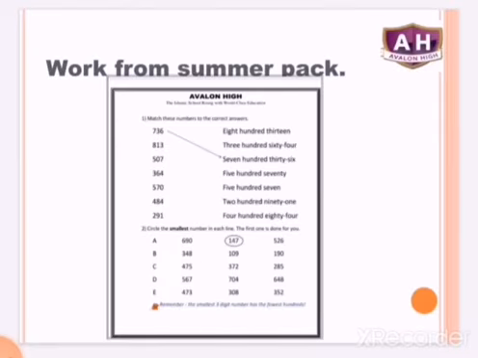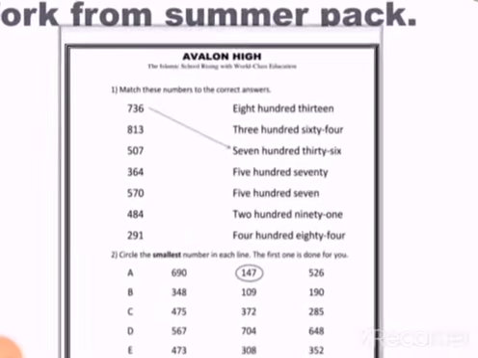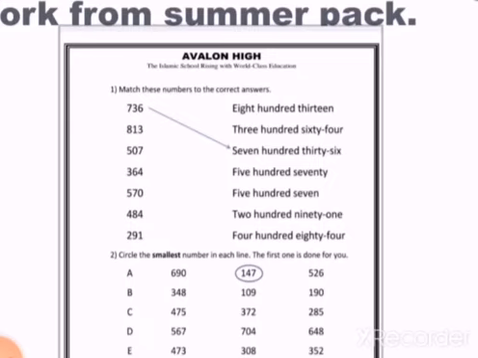So we will move to your work summer pack now. You have to take out your summer pack and you will take out this worksheet. You have to solve it. Number one, they are saying that match these numbers to the correct answers. एक साइड पे उन्होंने आपको hundreds वाले digits numbers दिए हैं और एक साइड पे आपको they have given you spellings. You have to match them.